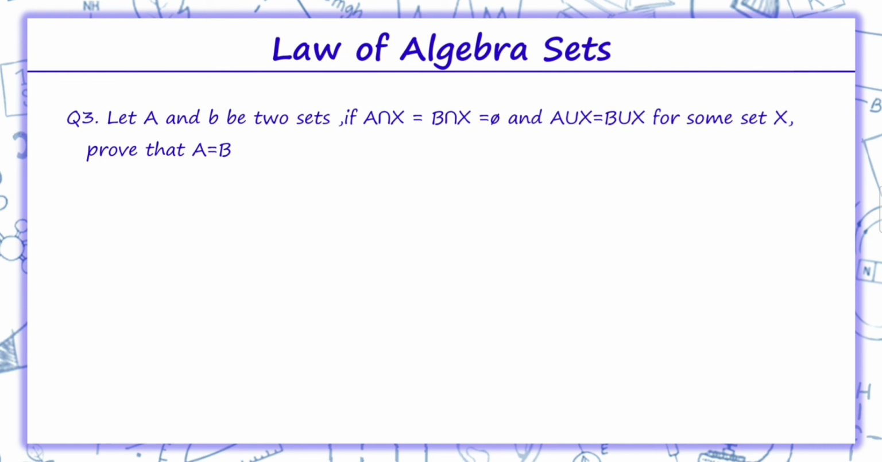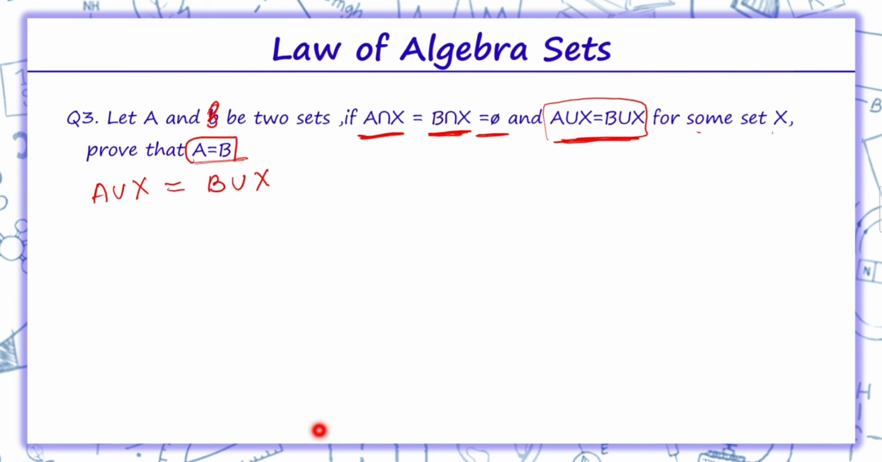Coming on to next, let A and B be two sets where A intersection X is equal to B intersection X, which is phi, and A union X is equal to B union X for some set X. Now we have to prove over here A is equal to B. Same method like we did before. We are provided over here A union X is B union X. Now we have to prove A is equal to B. So first we'll take A intersection.